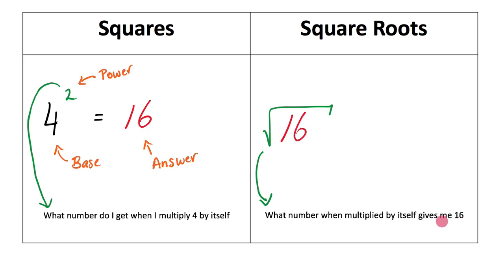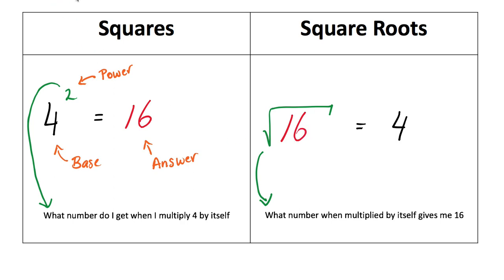I really want you to appreciate how this sentence and this sentence are just opposite of one another. So in other words, it's saying what number, when multiplied by itself, is 16. It's saying, hey, what's the base going to be? So we know that 4 times 4 is 16. So my answer is going to be 4. The square root of 16 is going to be equal to 4, because 4 times 4 is 16.